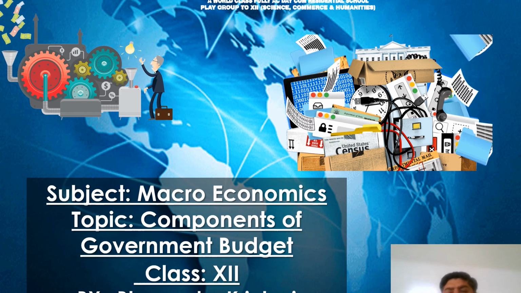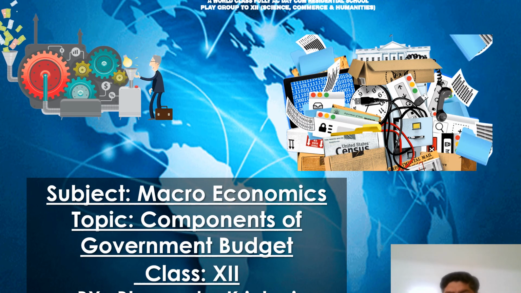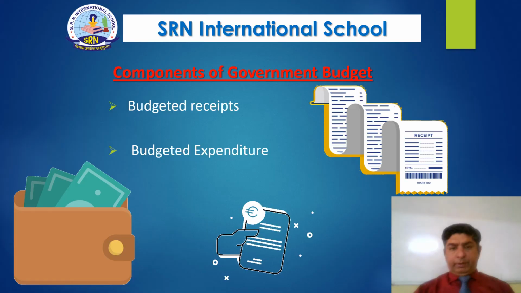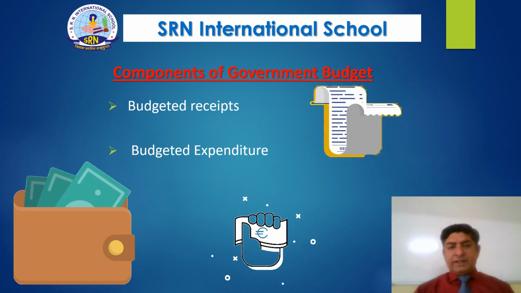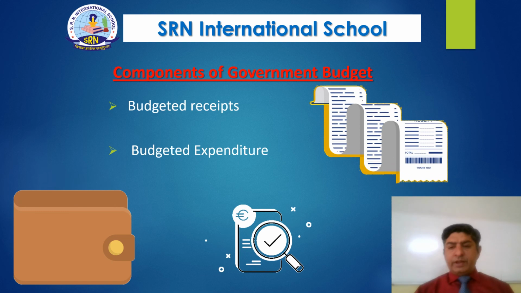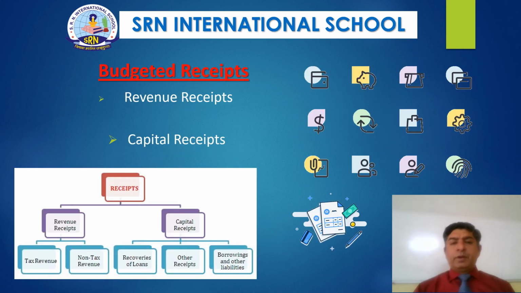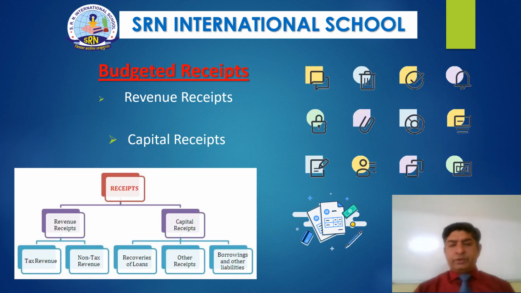In this video today I am going to discuss the topic Components of Government Budget of Class 12 Macroeconomics. Let's begin with the topic. Components of government budget are broadly classified into two, budgeted receipts and budgeted expenditure. Budgeted receipts is further classified into revenue receipts and capital receipts.